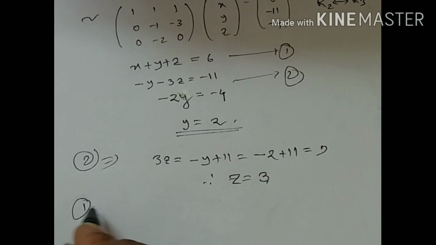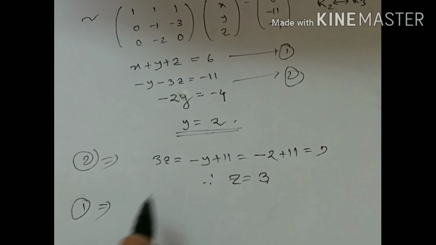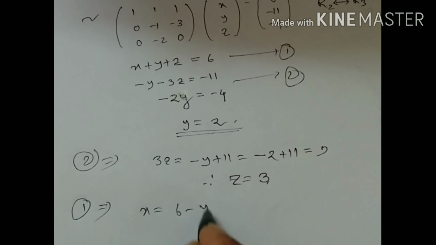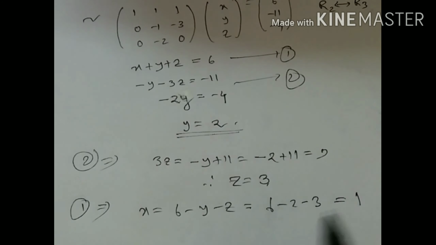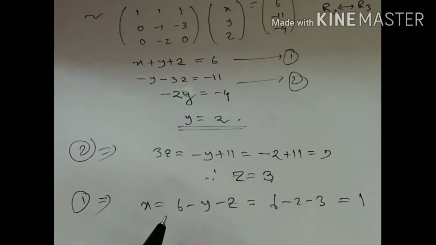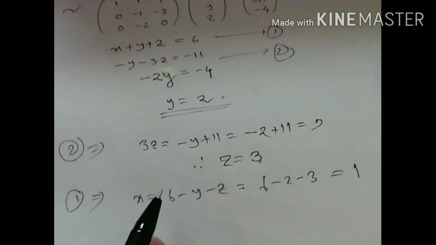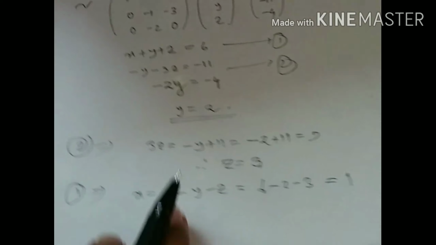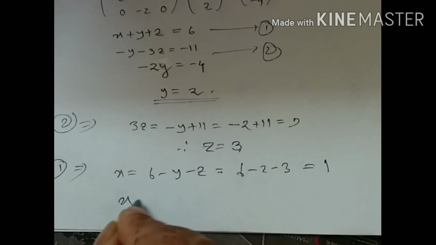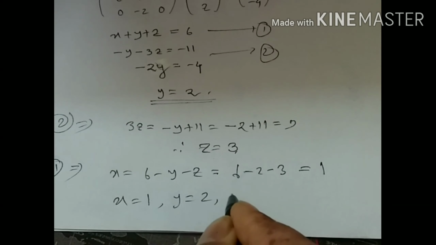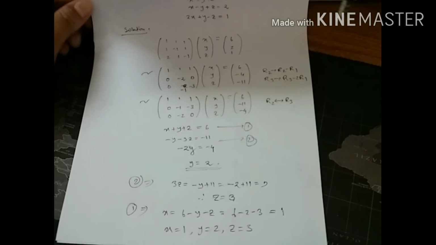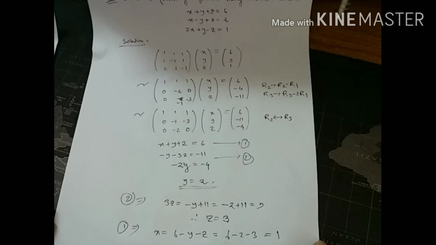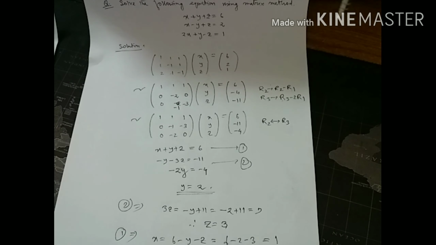And putting these values of y and z in the first equation, we will get x equal to 6 minus y minus z, that is 6 minus 2 minus 3, which is equal to 1. So we are getting all three values of the unknowns: x equal to 1, y equal to 2, z equal to 3. So in this way, by this method, we can find the solution of this system of linear equations, that is the three unknowns x, y, z.